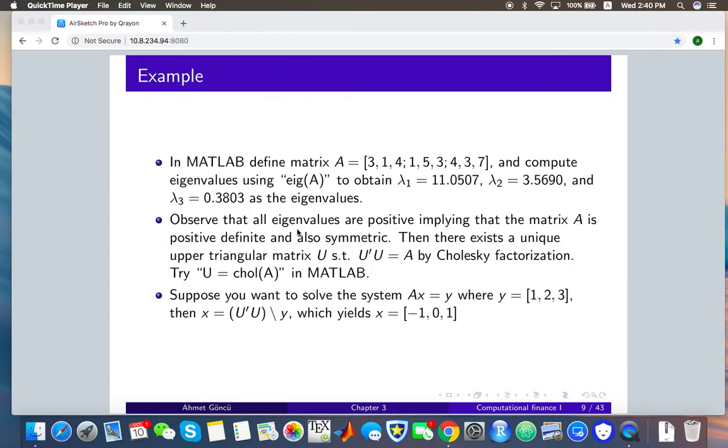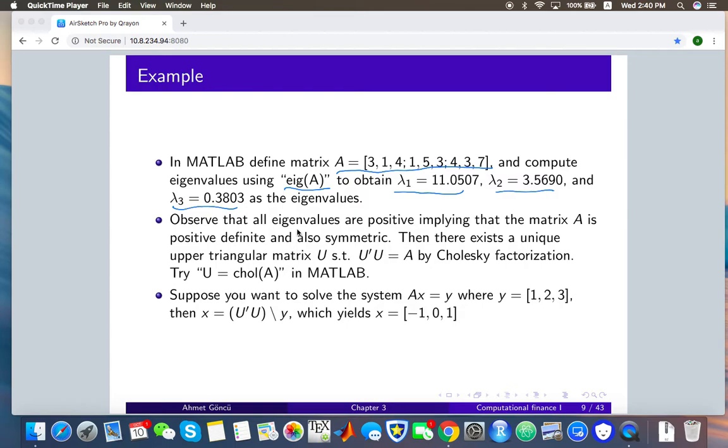Here's an example. If you are given a matrix in MATLAB, like this one here, you can easily verify that this matrix is symmetric, and second, you can verify whether the eigenvalues are all positive or not. If we apply the eigenvalue function in MATLAB, we obtain lambda 1, lambda 2, and lambda 3. As can be seen, all of these values are positive, and therefore we have a symmetric positive definite matrix where we can apply the Cholesky decomposition method.